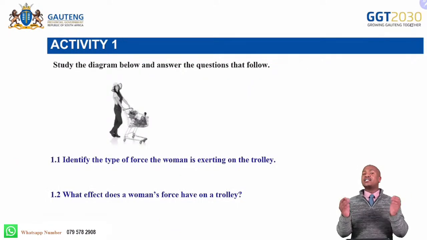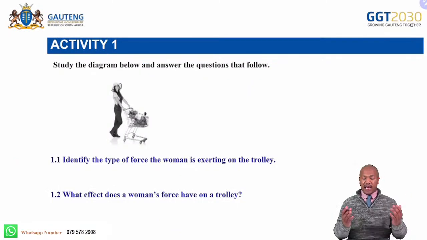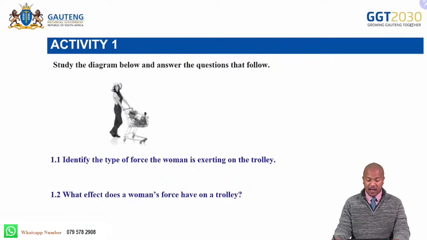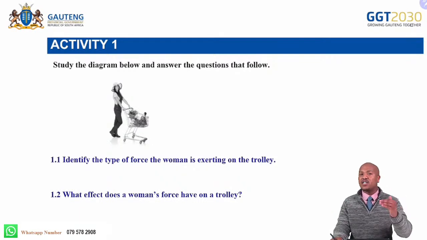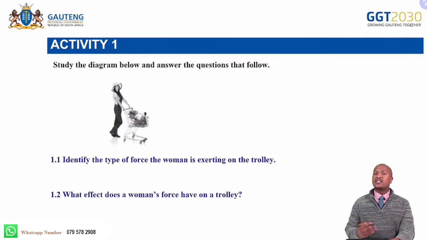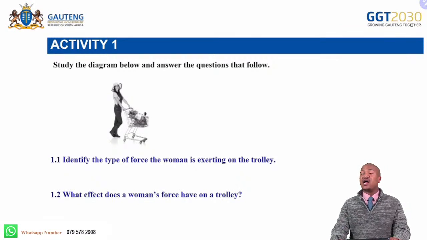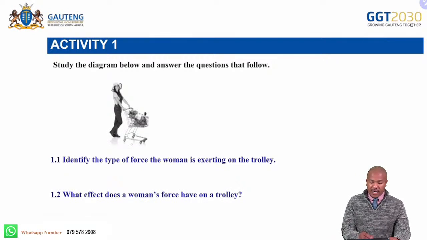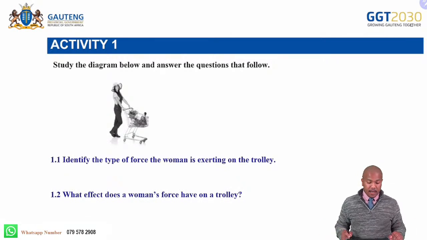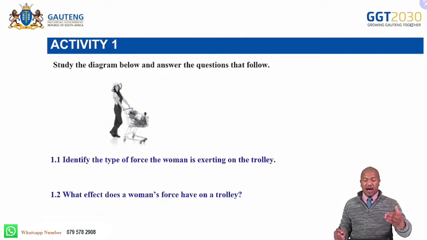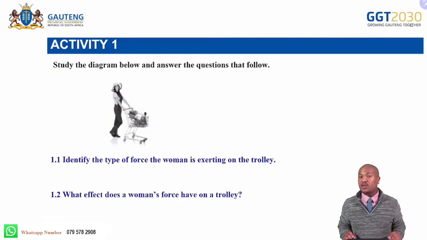So now, let's test ourselves using this activity. Then after that, you can meet again after 2 minutes. But first of all, let's read through the questions. It says, study the diagram below and answer the questions that follow. We have a lady here pushing the trolley. Number 1 says, identify the type of force the woman is exerting on the trolley. Then 1.2 says, what effect does the woman's force have on the trolley? Now take your 2 minutes, answer these questions. We'll meet again after that.